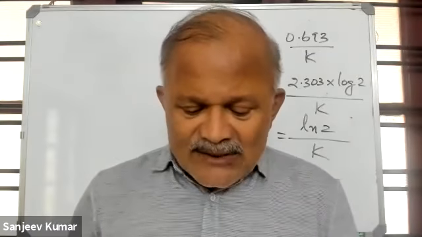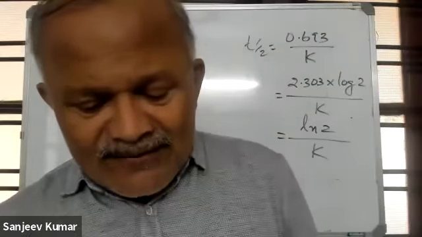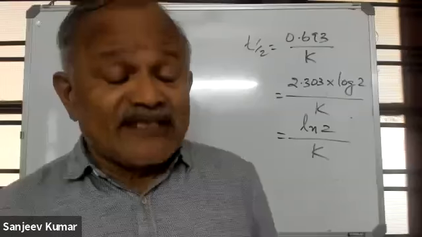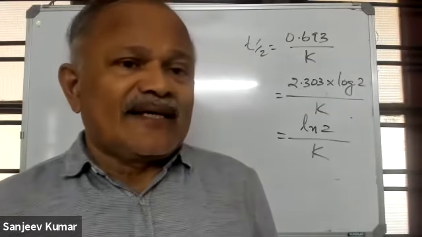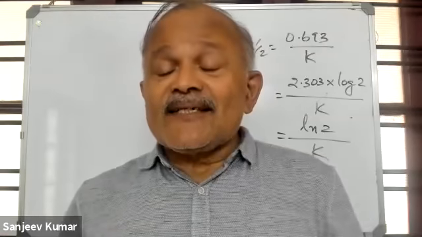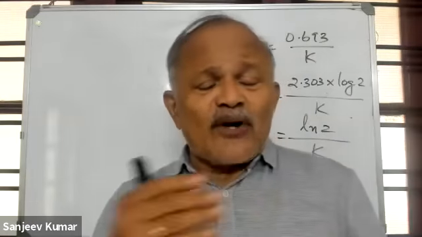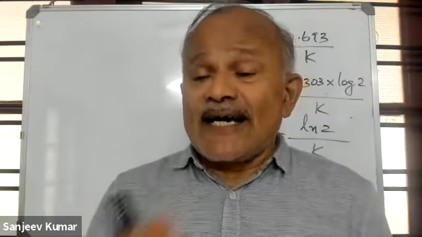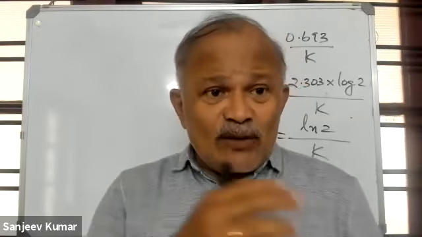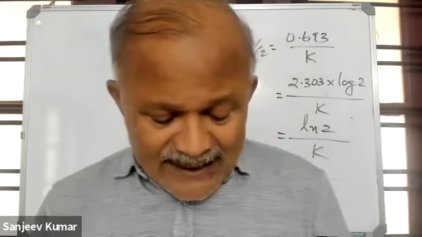Match the plots given in list 1 with the slopes given in list 2 and select the correct answer using the codes given below. List 1, P: concentration versus time for a zero order reaction. We know that for a zero order reaction, the concentration versus time is a straight line, because the rate is always independent of the initial concentration. Whatever be the concentration, the rate is the same. And therefore, when you plot the concentration versus time, you will get a straight line. The slope of that straight line will be minus k. Therefore, P corresponds to 3.